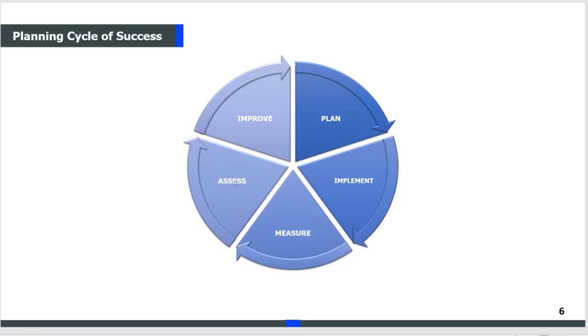I need to assess what happened. So the measurement is just empirical data. The assessment is like, why can't I follow my plan? What is the problem? And then you're going to make an adjustment and improvement over and over and over and over again. This wheel will never stop turning.